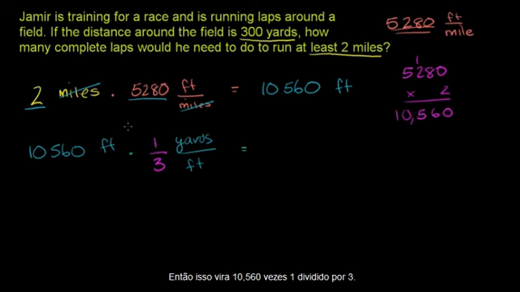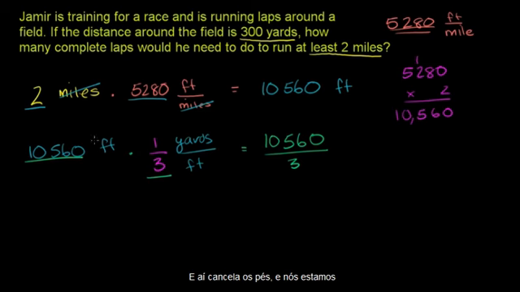So let's do this. So this becomes 10,560 times 1 divided by 3. So it's 10,560 over 3. That's that and that part. And then the feet cancel out, and we're just left with yards.